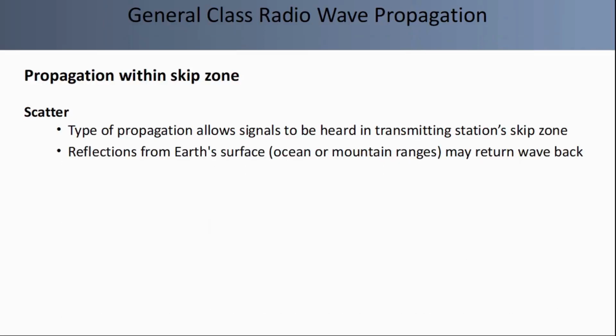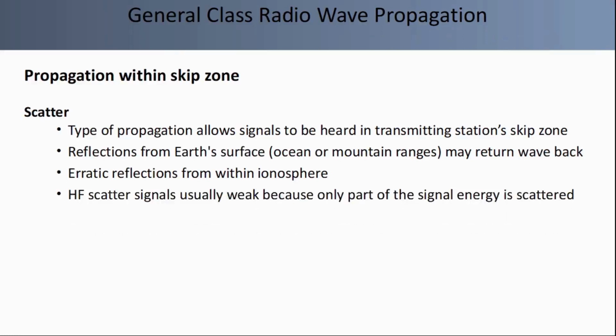Things that can influence it are reflections from the Earth's surface, the ocean or mountain ranges. They may give a little different angle to the signal and may return the wave back to Earth, where normally it would go all the way up to the ionosphere. It may get kind of jumbled up. The ionospheric regions are not perfect reflectors, so there can be erratic reflections from within the ionosphere that produce scatter propagation.